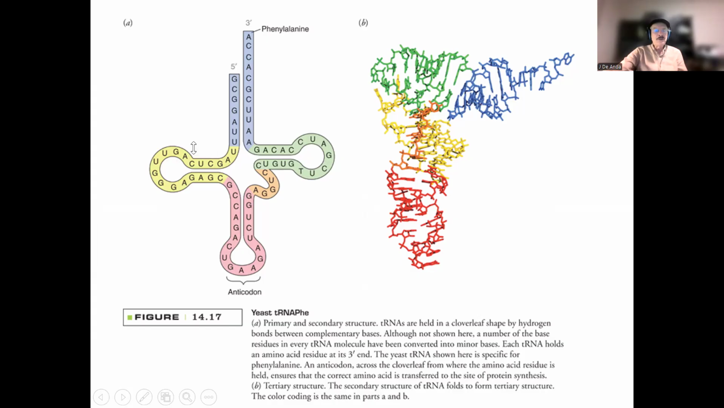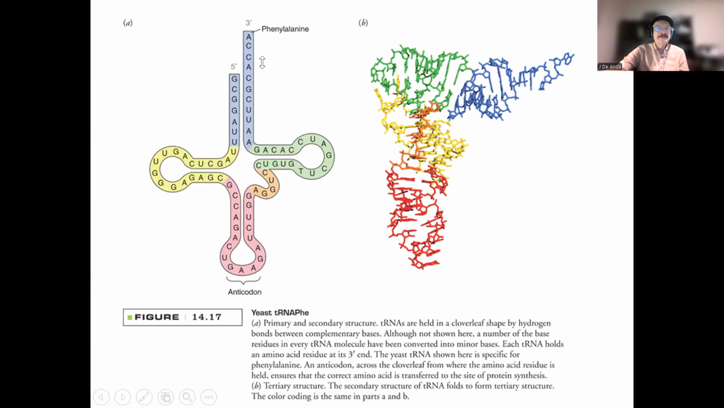There are also a few loops in here, and at the bottom of this clover leaf structure, we can see what is called the anticodon. Notice that the way it works, this comes from the 5' end over here. So the anticodon, remember, has to be read in the opposite direction. So this would be the anticodon for an amino acid that is specifically phenylalanine.